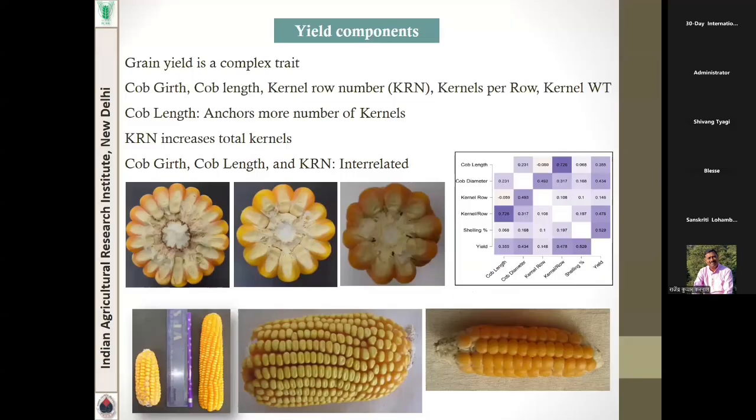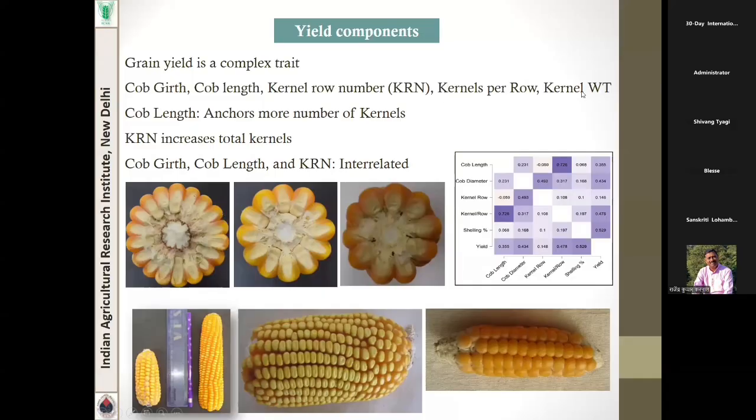For example, cob girth is one of the important traits which supports the number of kernels on each cob. You know that the cob is the major edible, grain-supporting part. The cob length is another important component trait which decides how many kernels can fit into the cob. And kernel row number decides the number of kernel rows, like this, which also indirectly decides the total number of kernels which can be accommodated by the cob.